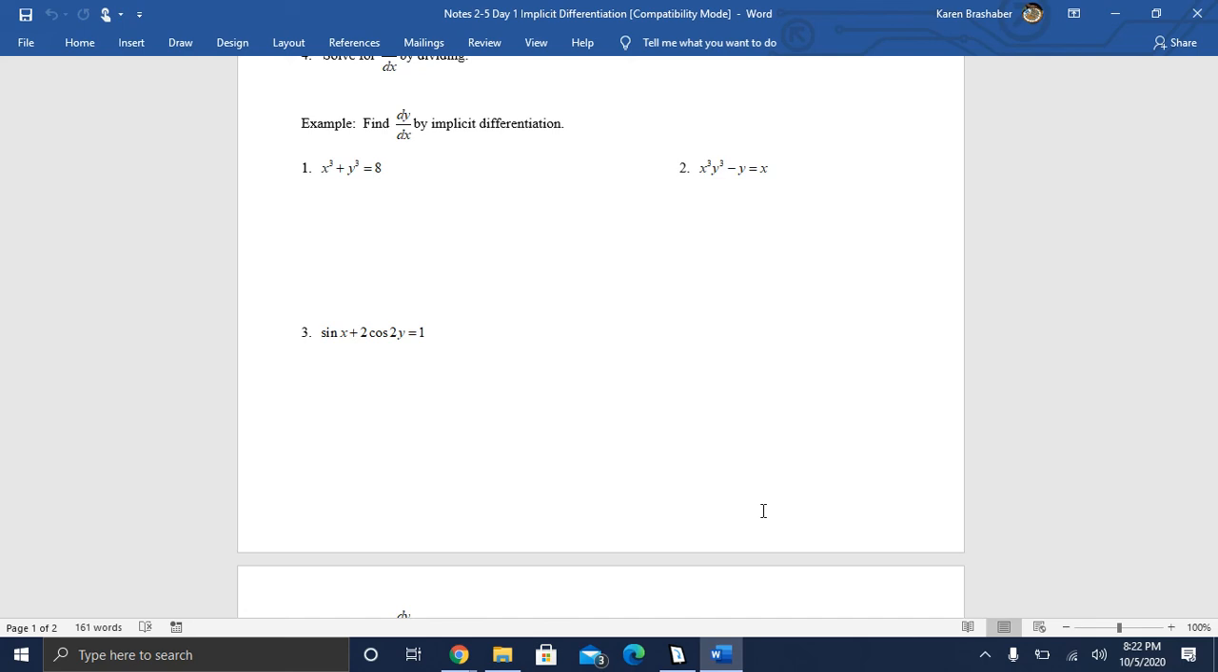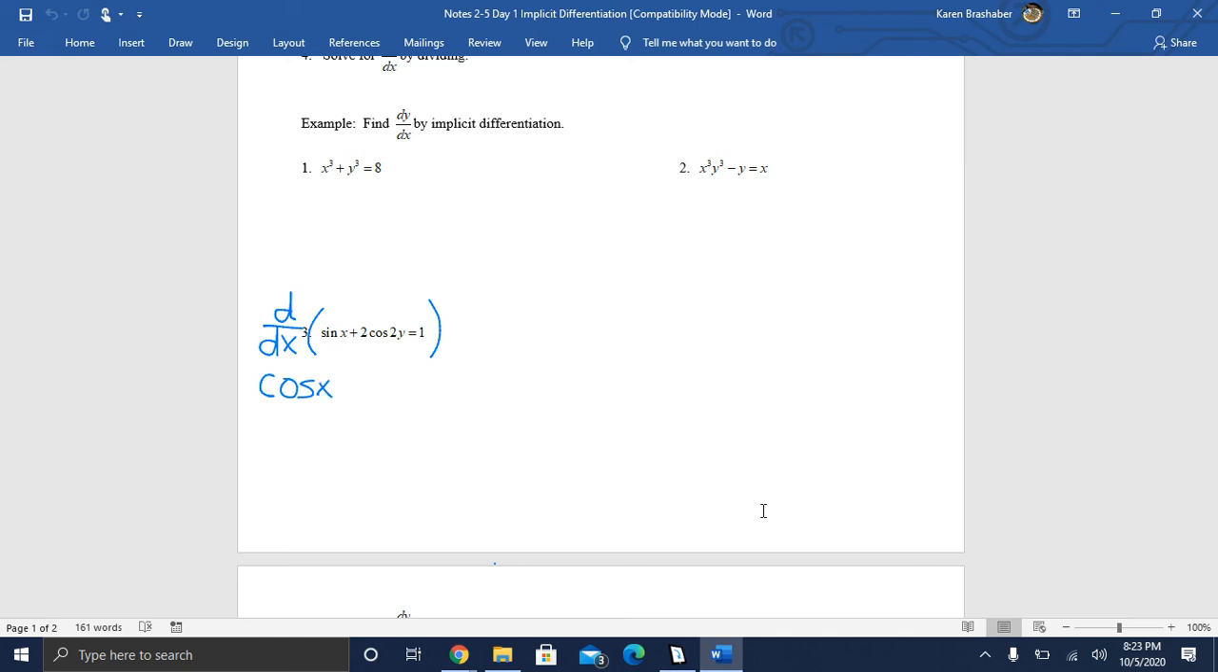So your third problem, again, would be difficult to get the y by itself. Actually, I can't think of a way that we could do that. So we're going to do the derivative with respect to x of that entire equation. So now this time I'm going to skip the step. Hopefully you have seen it enough that you know I'm doing the derivative of each term. So I'm not going to show that step this time. I'm just going to do the derivative. So the derivative of sine of x is cosine of x.